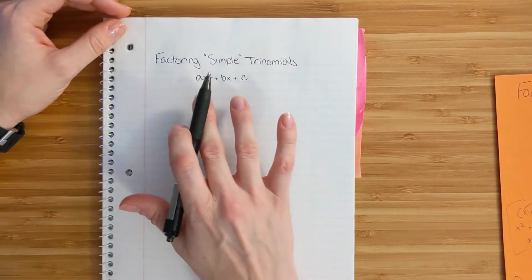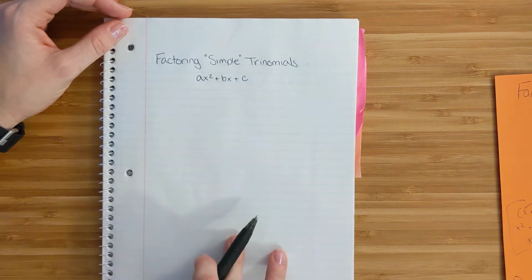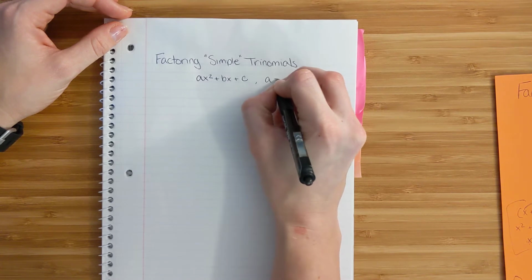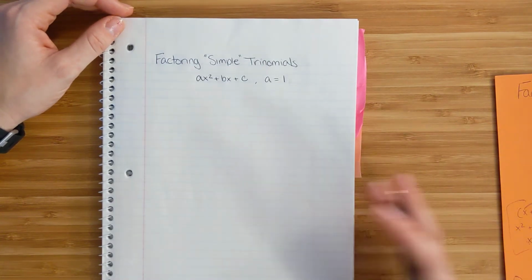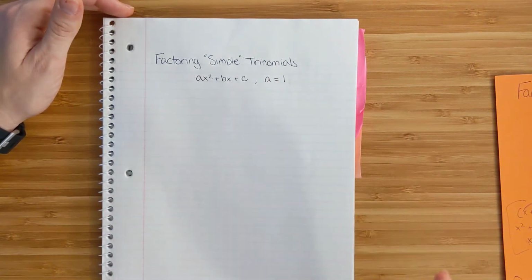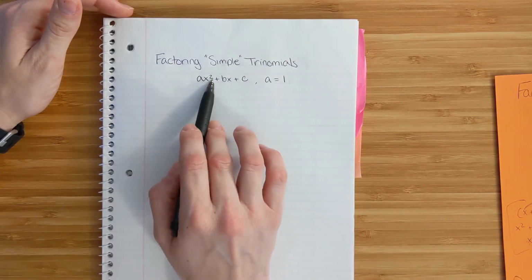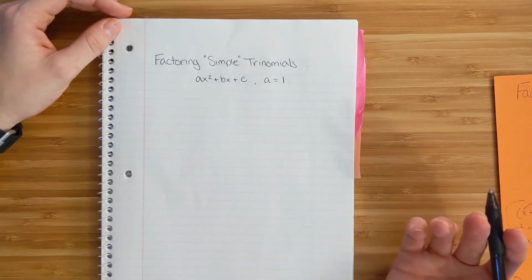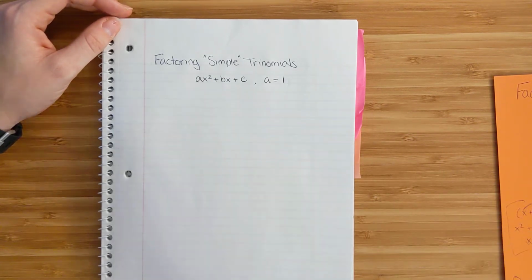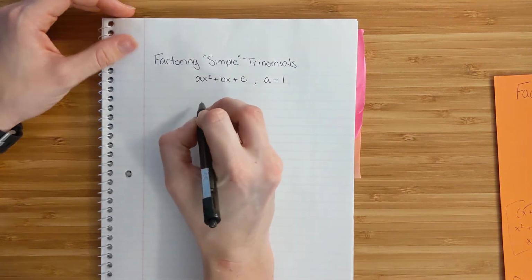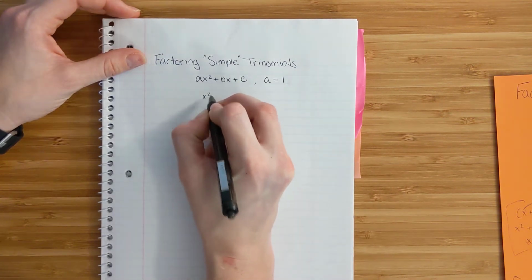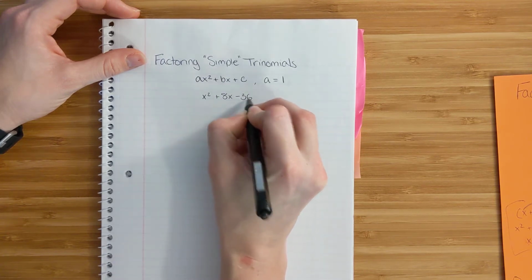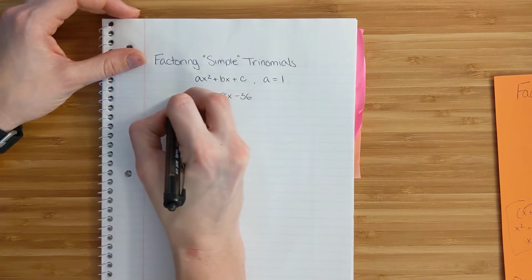Now the thing that's going to make these trinomials, or the examples we work with today, simple is that our a value is going to be equal to 1. So all of the examples I go through today are going to start with 1x squared. I won't write the 1, but if you do write the 1, it means the same thing. Okay, so hopefully by the end of today's video, you're going to be able to factor a trinomial that maybe looks something like this: x squared plus 8x minus 36. Remember that a is equal to 1, so here's an example.